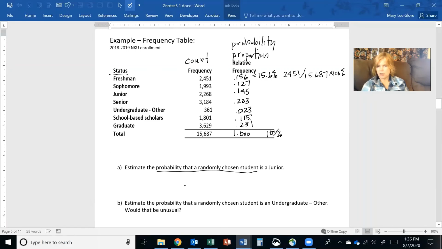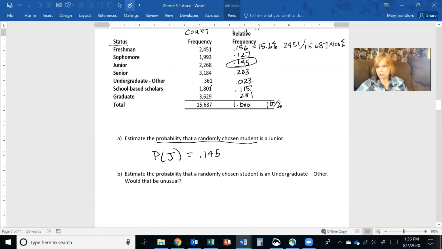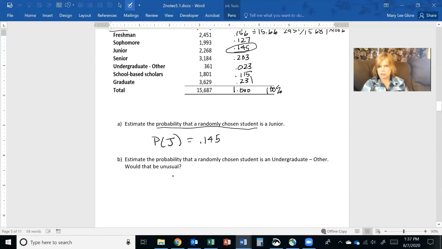So if I want to know what's the probability that a randomly chosen student is a junior, I come over to junior. There's my probability, 0.145. So let's put the probability of a junior equals 0.145. All right, then it says estimate the probability that a randomly chosen student is an undergraduate other. So undergraduate other, this is this guy, this is 0.023. We'll call him probability of undergraduate other is 0.023. And then it asks, would that be unusual?